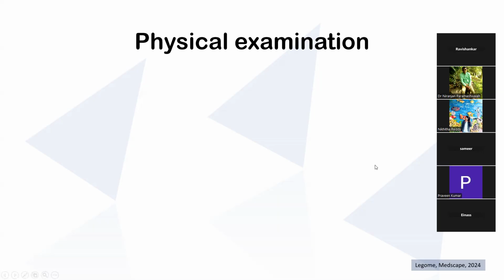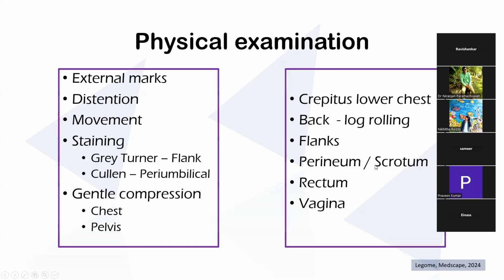Percussion. Yes, percussion. You can percuss. If you have a lot of blood, you can get dullness, just like a free fluid. Or if there is a hollow viscus perforation, you can have a loss of liver dullness, for example. There's a big pneumoperitoneum. So these are the things; external marks are very, very important.